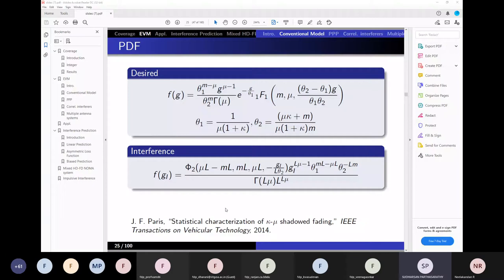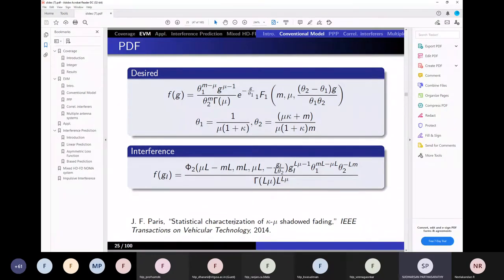Now let's again assume Kappa-mu shadowed fading. The PDF of G is given here, as we have already seen. The PDF of the total interference power GI is also given here. It is in the same paper by Paris. Now if you substitute in the EVM expression and do the math, we will derive the EVM in closed form as given here.